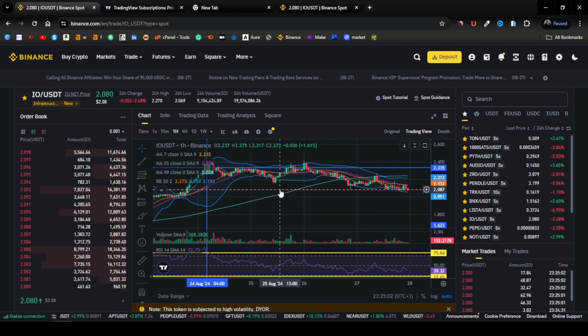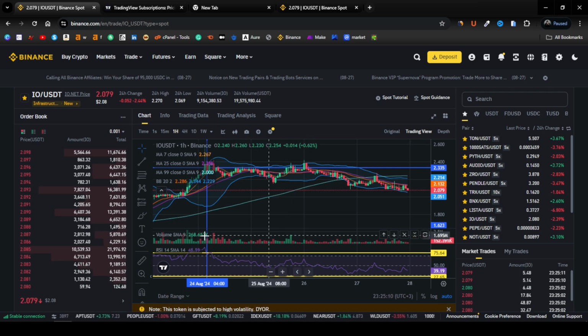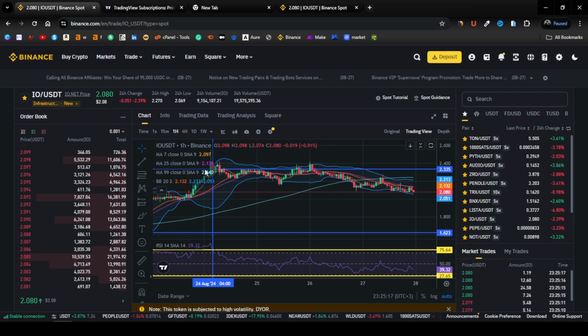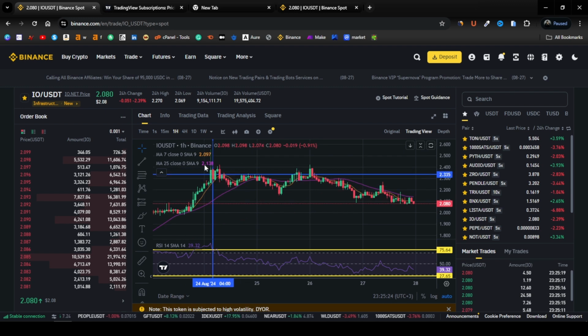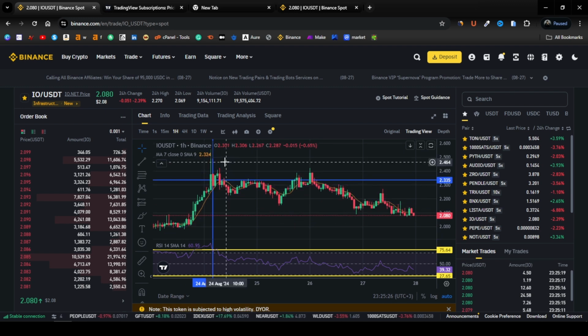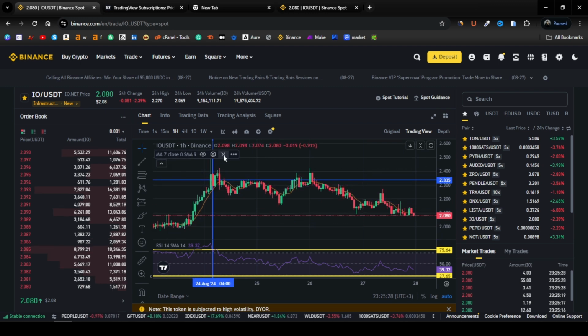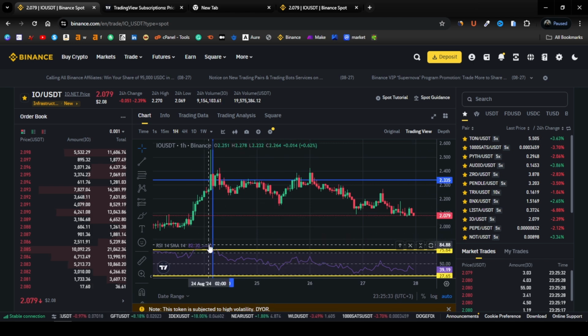So I'm going to make a simple trade so that you can see how you can buy and how you can sell your tokens. The first step is I'm going to remove all these indicators, like the volume and these bands. I'm also going to remove these moving averages to make this very clean so that you can see. Even the RSI, I'm going to remove it for now.